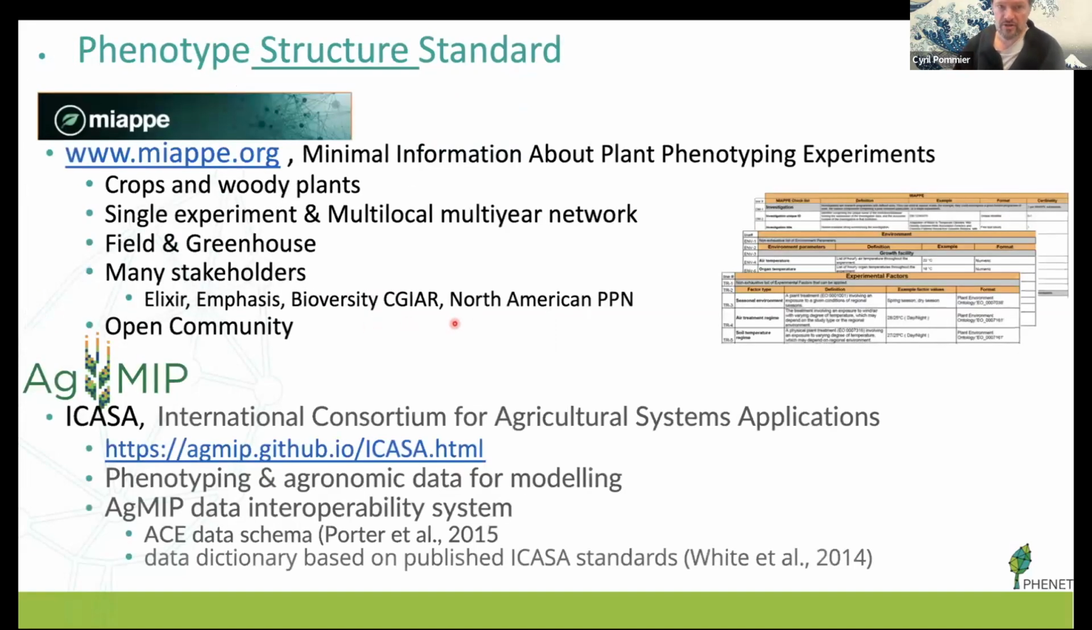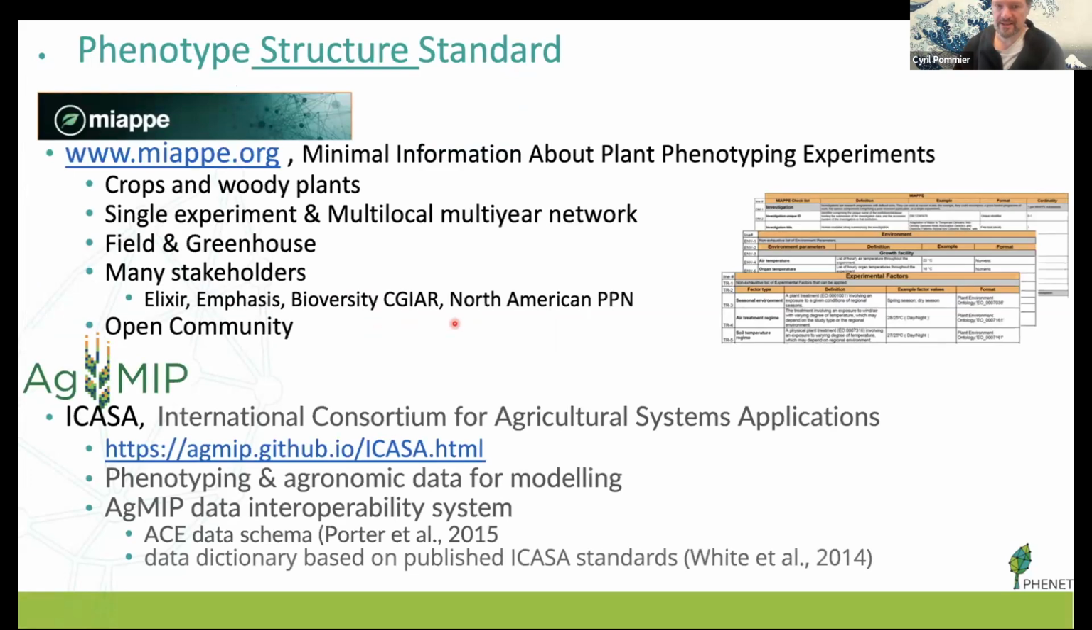So in PHENET, there are two data standards that we are interested in. First, MIAPPE, minimum information about plant phenotyping experiment. It addresses the needs of crops and woody plants in single experiments and multi-local, multi-year networks, in field or greenhouses. It has been built by many people all around the world through an open community, and it is still very active.